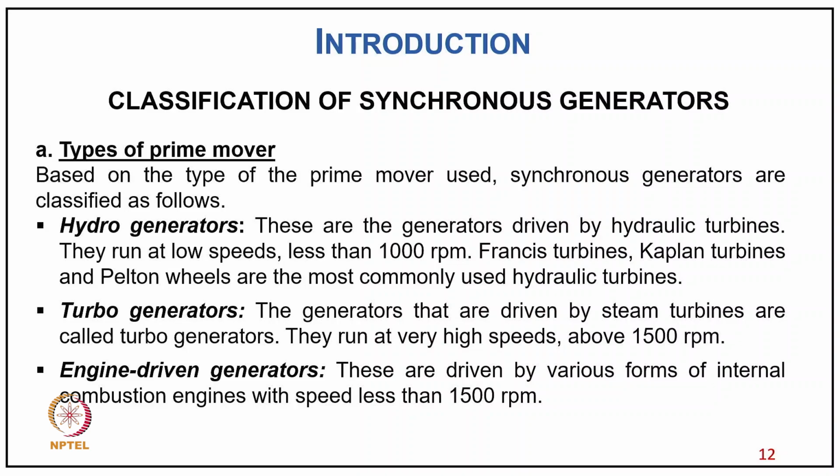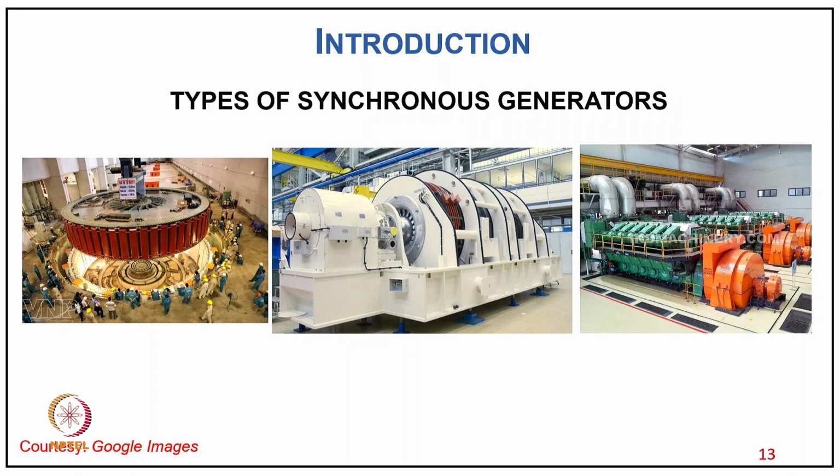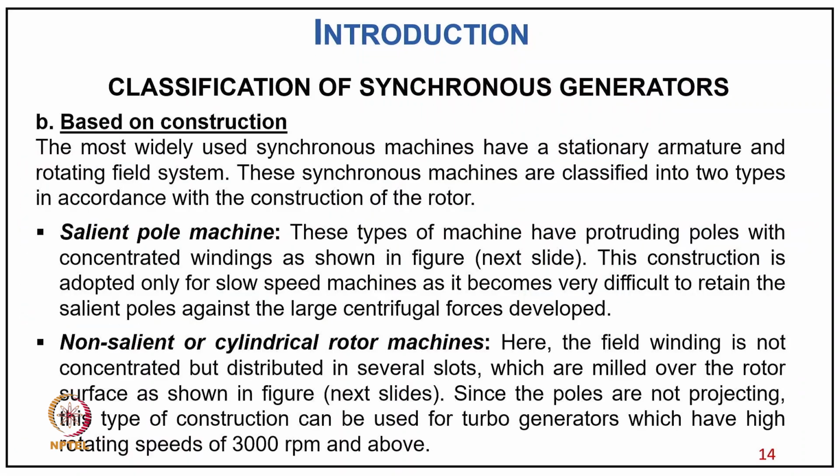Then there is the engine driven generator, normally called a DG set, a diesel engine driven generator or gas driven generator. They are normally driven by various forms of internal combustion engine with a speed of around 1500 rpm. You can see typical photographs of these synchronous generators. The first is typically the hydro, the middle one is driven by, let's say, steam turbines, and the last also clearly shows a steam turbine.